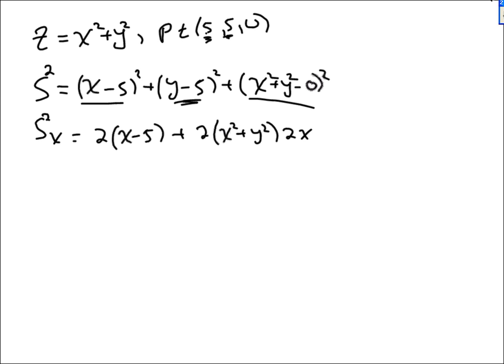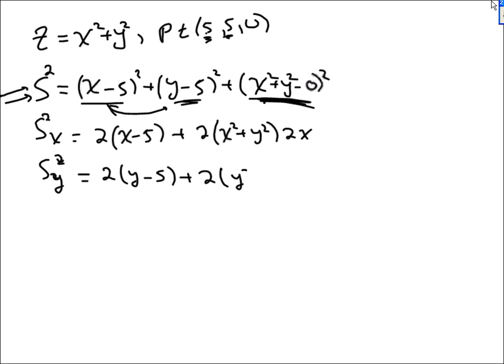Now, this problem is symmetric between x and y. If I interchanged x and y, this would just be the same: y squared plus x squared minus 0. It's the same. So s squared y will be 2 times (y minus 5) plus 2 times (y squared plus x squared) times 2y.